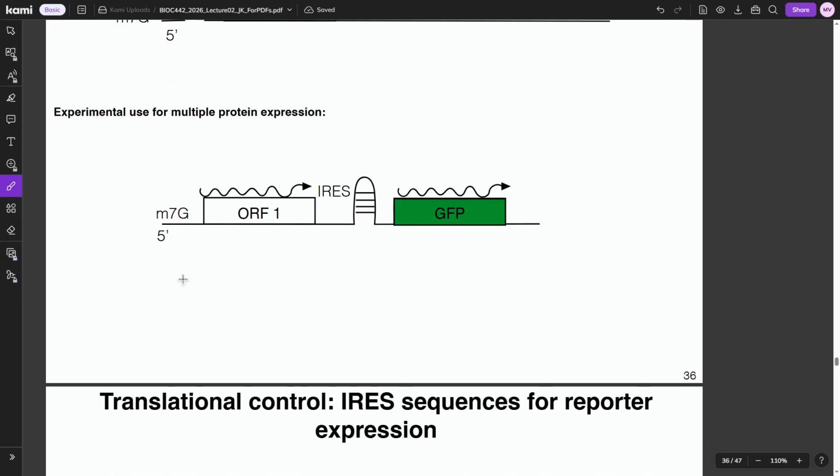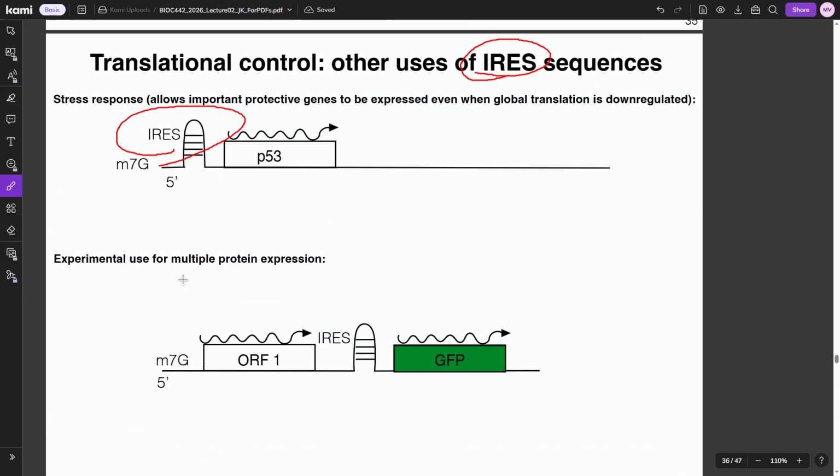The other thing is that you can use them for multiple protein expressions. You can use them to not only translate this ORF here, but you can also use it to recruit another ribosome to this site. Because remember, ribosomes can bind to the same mRNA at the same time. They don't have to bind one at a time. So maybe you bind one ribosome here, you bind another ribosome here to this IRES, and then you produce both this ORF and this GFP. So it's a good way of being able to measure it, because if you measure production of GFP, it most likely means you're also producing ORF1.